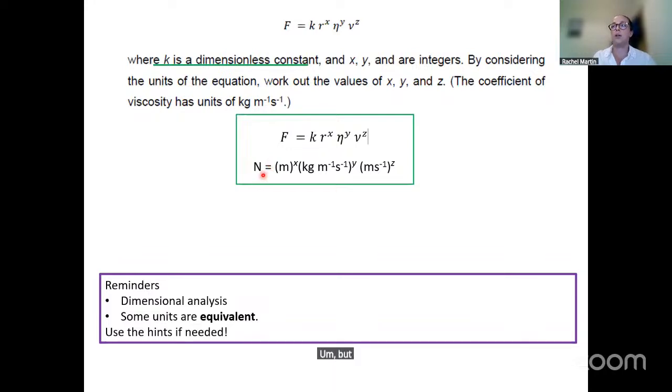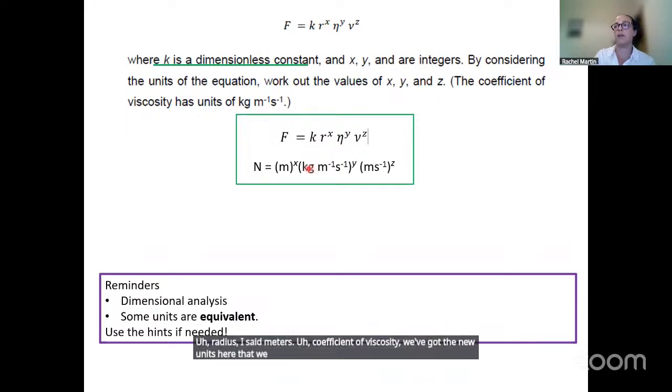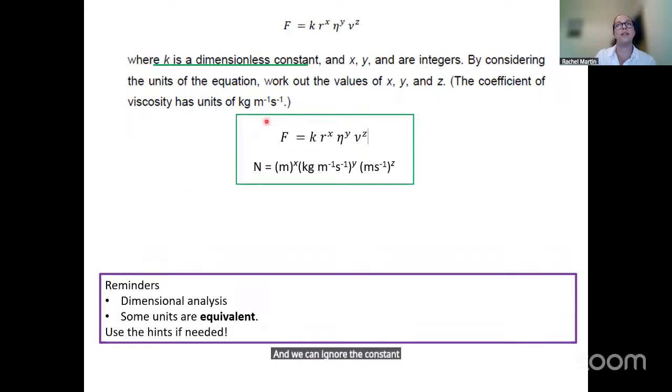But we're going to need to break that unit down later on. Radius, I said meters. Coefficient of viscosity, we've got the new units here that we were given, but we recognize all of them. And I'm still putting the powers by each of these places. So this is me showing literally every step. And we can ignore the constant because the keyword is dimensionless.